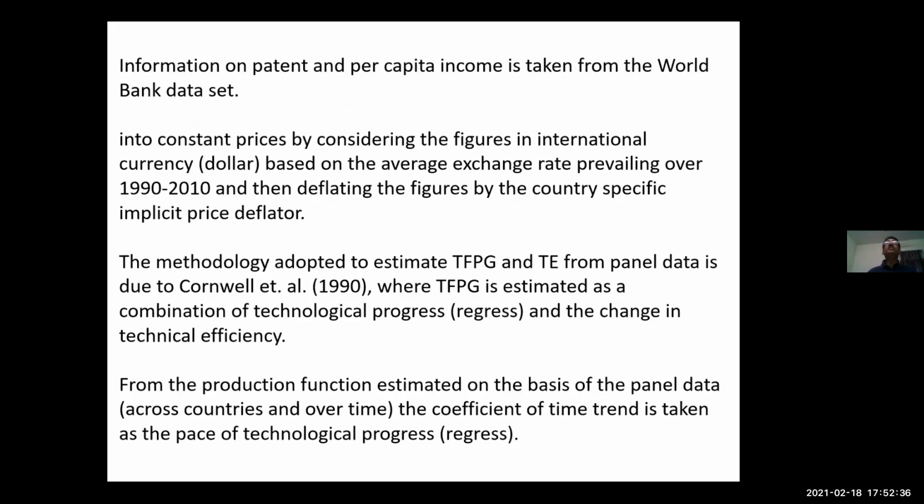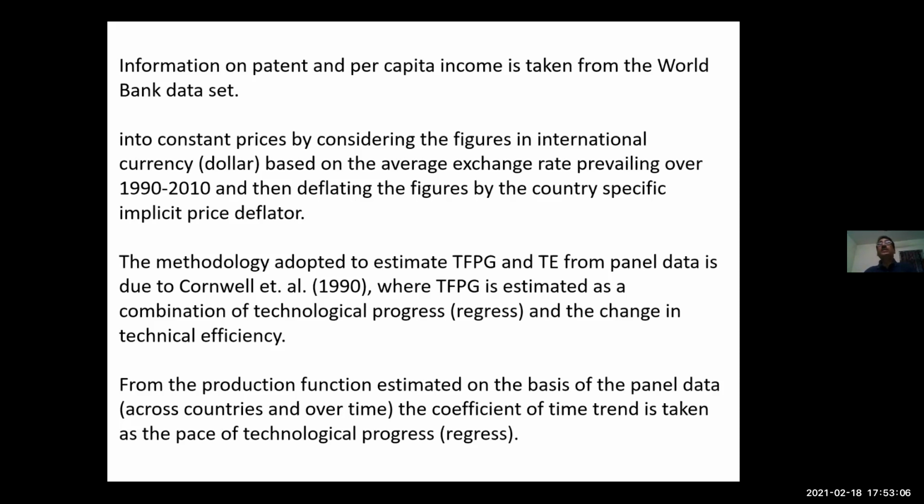So information on patents and per capita income is taken from the World Bank data set, and the rest of the data we have taken from UNIDO. We have converted into constant prices by considering the figures in international currency based on the average exchange rate prevailing over this period, and then deflating the figures by the country-specific implicit price deflator.